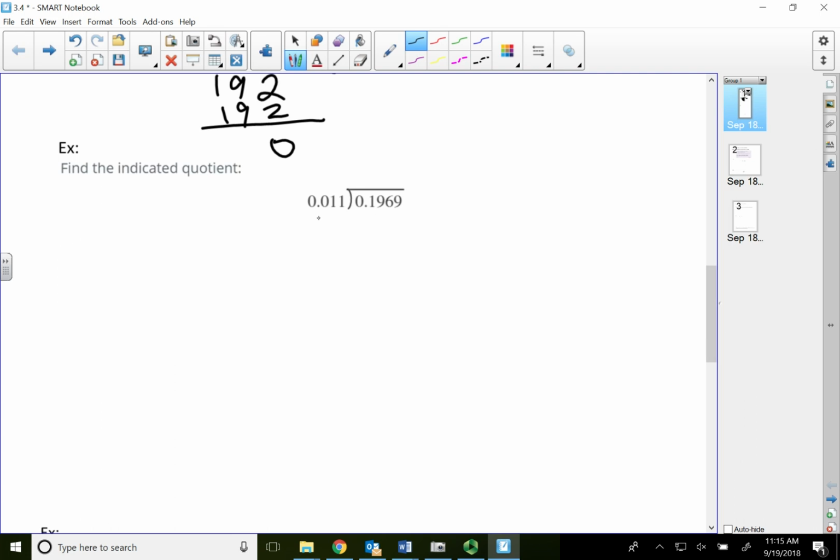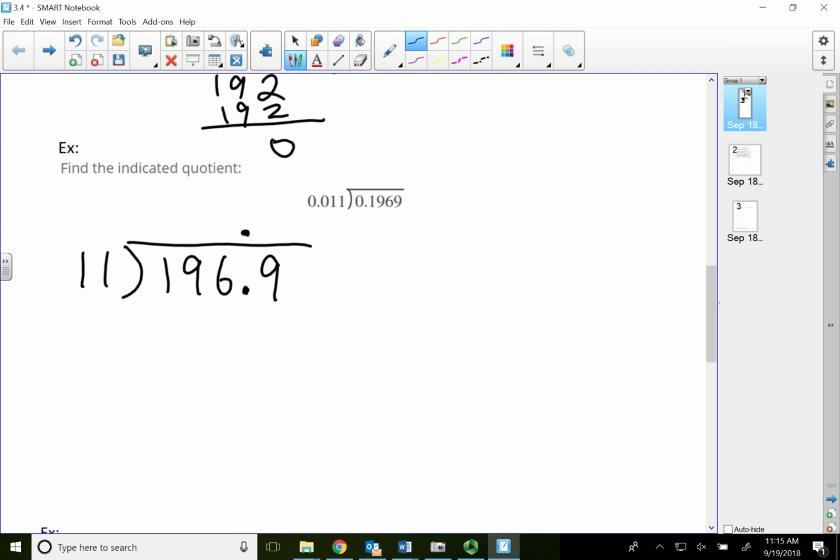For this example, 0.011, I need to move to the right 3 places in order to make the divisor into a whole number, 11. Let's do the same thing inside: 3 places to the right, 1, 2, 3. That will be between the 6 and 9, so it's 196.9. Let's divide and see if we need more zeros behind my dividend, behind the tenth place.